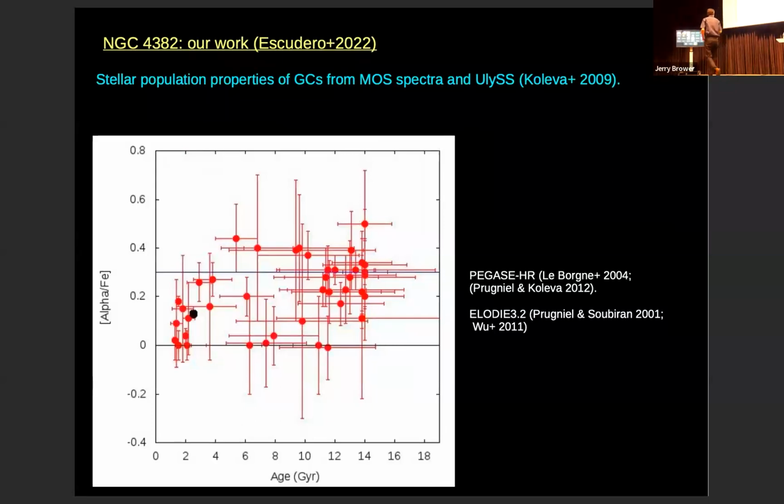This is another plot, where I show you the alpha-to-iron values. We can see that the young globular clusters here show values from supersolar to solar. That means that the globular clusters were formed from progressively enriched material.